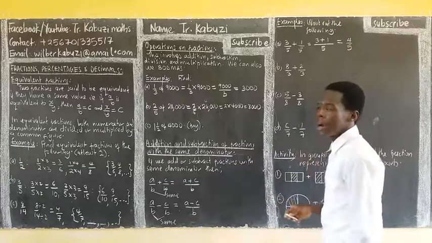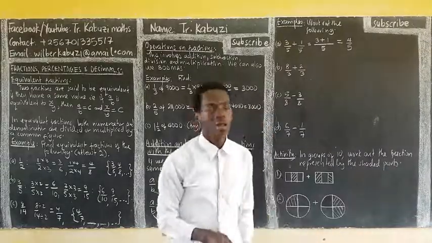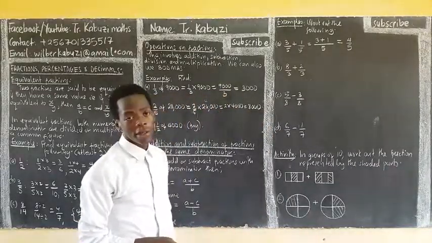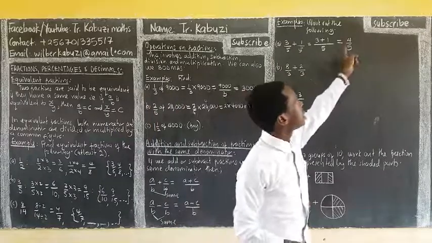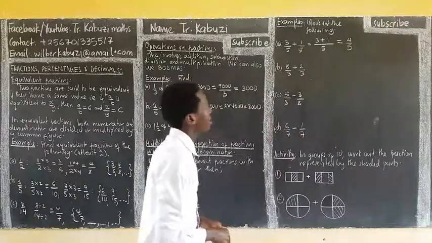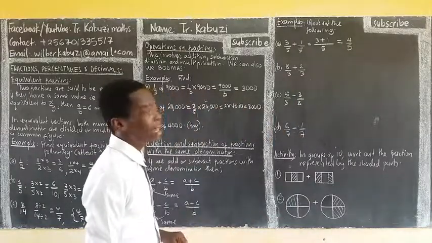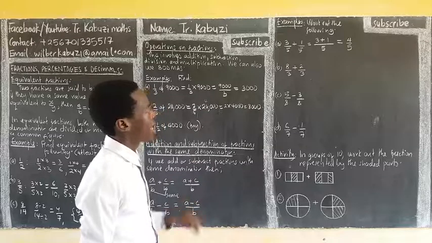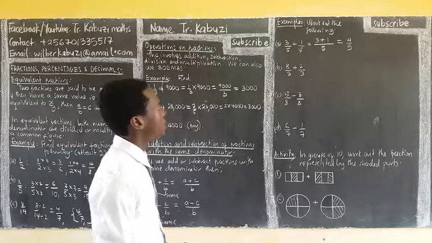Can we reduce that fraction further? No, because there is no number which can divide this and the other one which is down, so we can leave it at that point. Okay, let us handle the second one down.